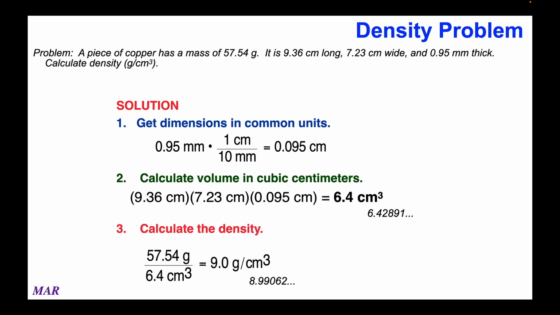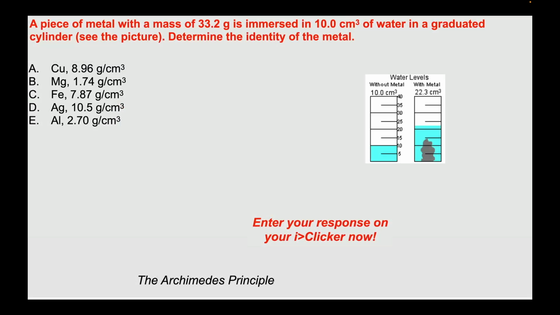Finally, the density of the copper would be mass in grams over volume in centimeters cubed. That's going to come out to be 9.0 grams per centimeter cubed. This is how they could figure out the density of this metal, and you could do this for any metal. It's a nice way to sometimes confirm if you have the right metal or not. You can look for the right density. Pretty cool.